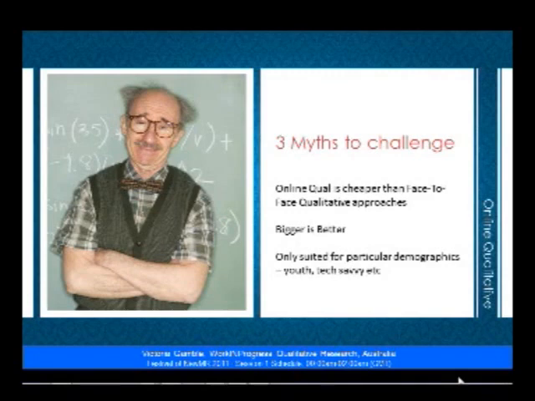Bigger is better is again not always the case, because you just end up with volumes and volumes of data, and data overload can be a really big issue here. I find 30 to 40 is a good number for me to manage as a single moderator. Any more than that, I would want at least one other backup following responses and probing as well, because otherwise you're just not going to get through your participants in that shorter period of time. And I've already spoken to the last point: it's not necessarily only suited for particular demographics. I think it's more about the research problem than the demographic, and that's how you can judge the appropriateness of the technique.